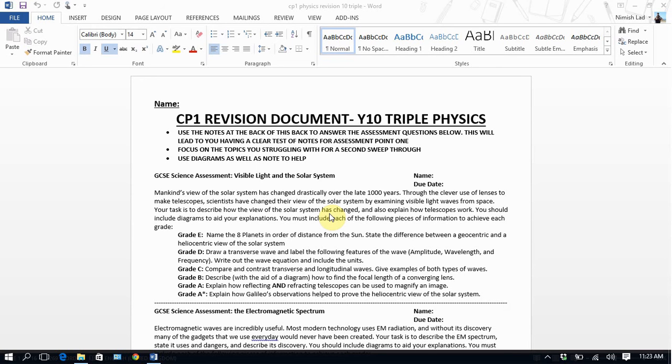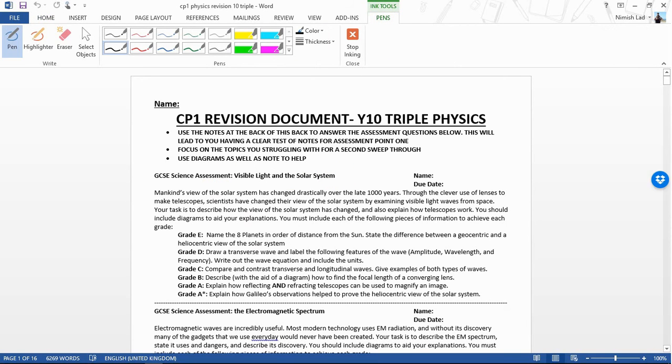In this video I'm going to be going through visible light and the solar system, which can be used for some revision for your upcoming assessment point for year 10 physics. So the double science students, this is applicable for you guys as well. I want to go through each of the bits one by one. I'm going to start on visible light and the solar system, so all of this video will be based around that. Okay, so I'll go through the assessment first and I'll highlight some other key points in the revision document.